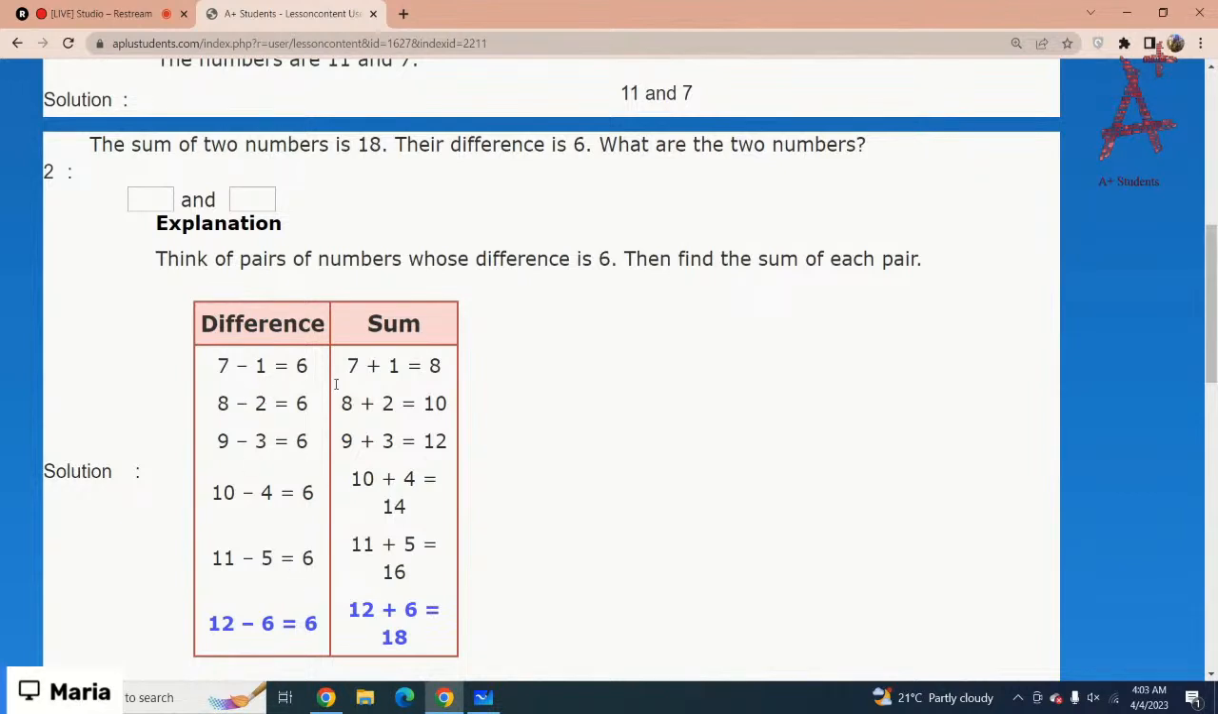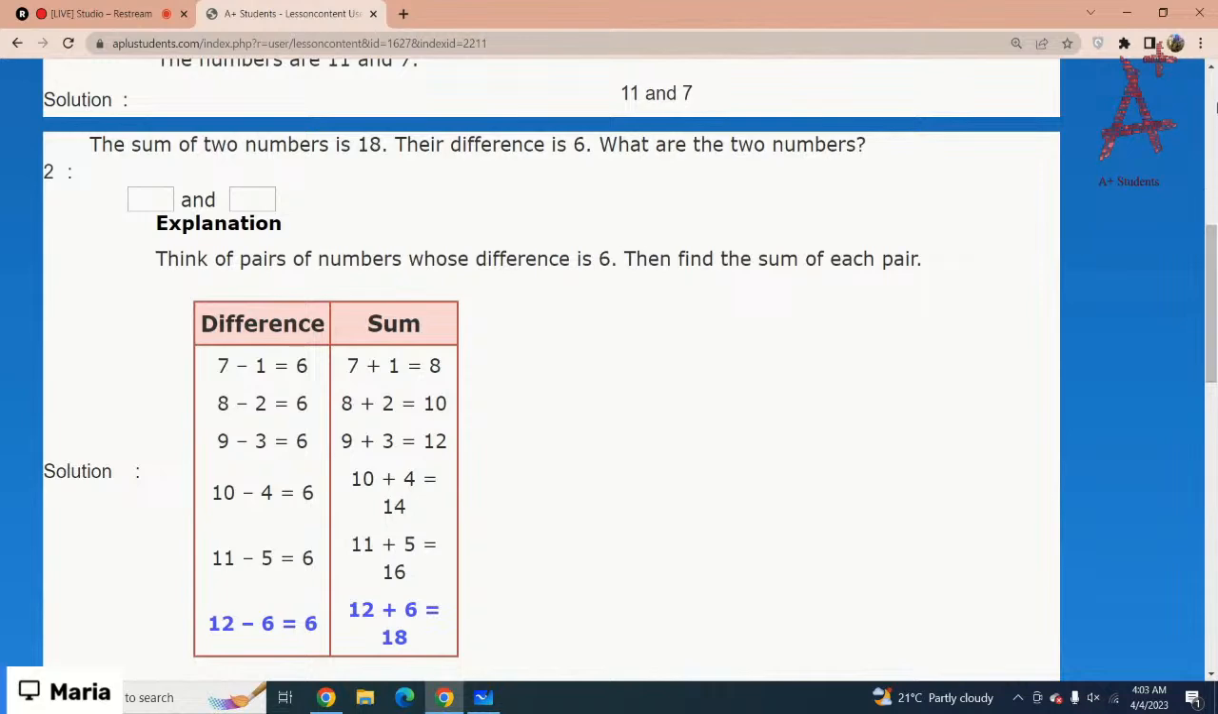7 minus 1 is 6, but when you add, they make 8. 8 minus 2 is 6, but when you add, they make 10. 9 minus 3 is 6, but when you add, they make 12. 10 minus 4 is 6, but when you add, they make 14. Got it? 12 minus 6 is 6 and when you add they make 18. Got it? That means the correct option is 12 and 6 because it makes 18 when added and when subtracted makes 6. Got it?